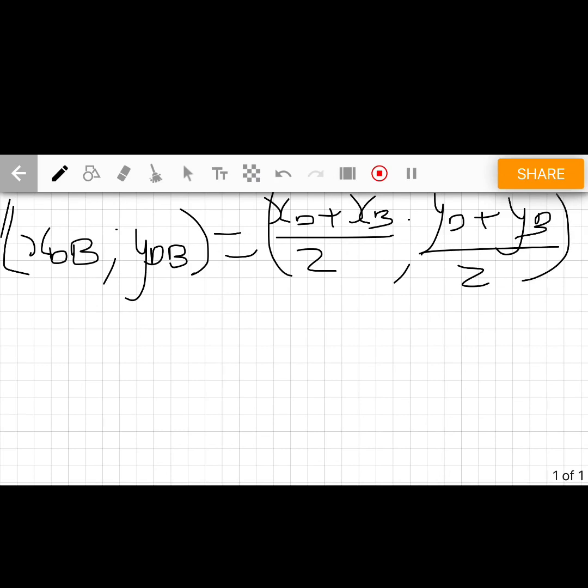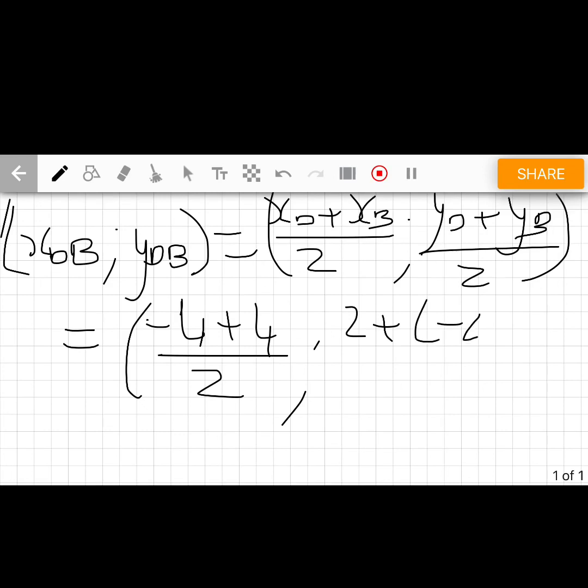This is all equal to, since we're trying to find what's on the left hand side, I can just work with the right hand side by keeping my equal signs. The x of D is negative 4 plus the x of B, 4, divided by 2. The y of D is 2 plus the y of B, negative 4, divided by 2.